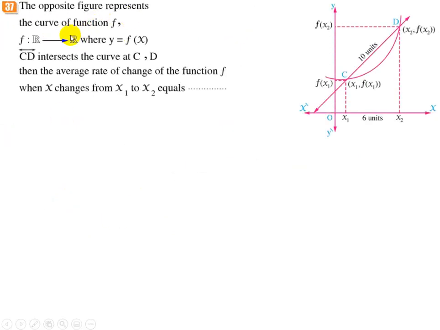Question number 37. The opposite figure represents the curve of the function f, such that y equals f of x, CD intersects the curve at C and D, then the average rate of change of the function f when x changes from x1 to x2 equals.